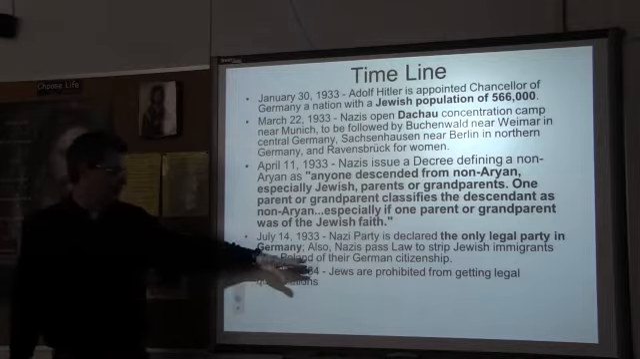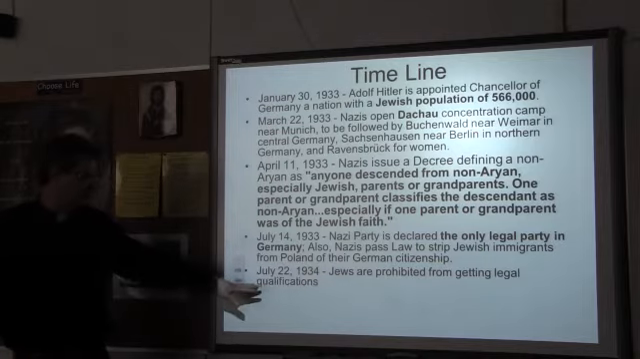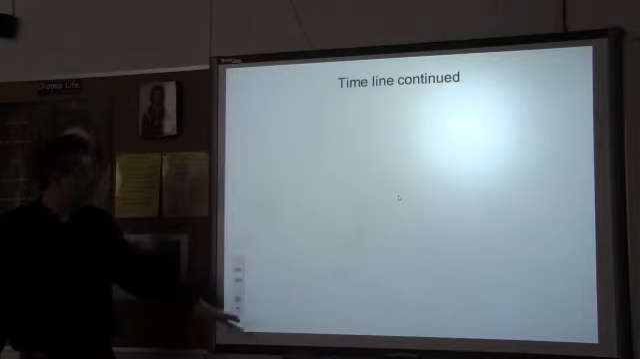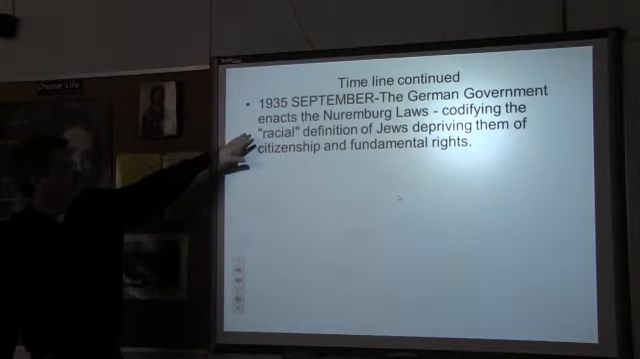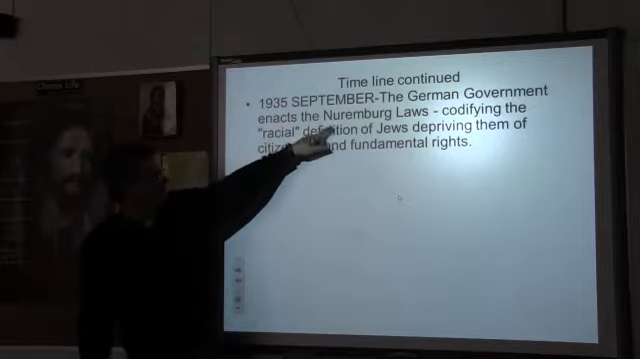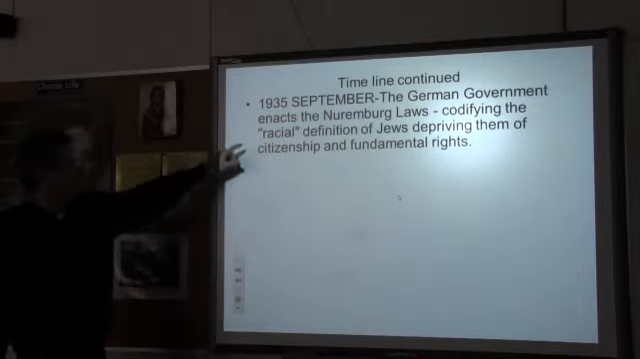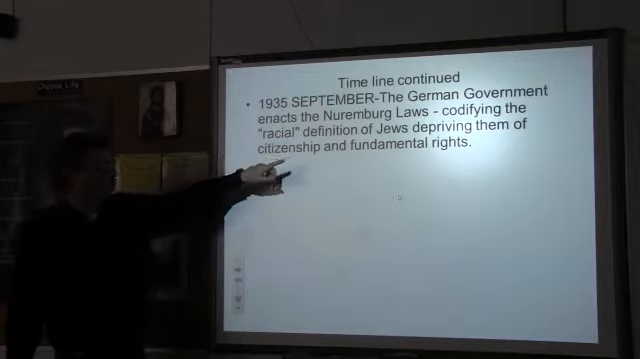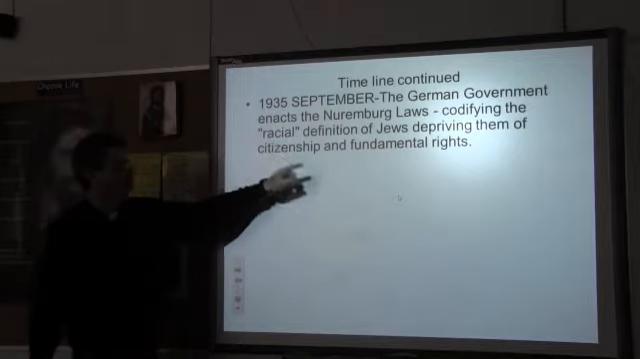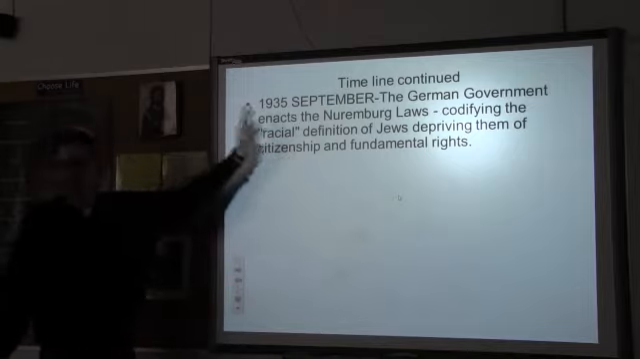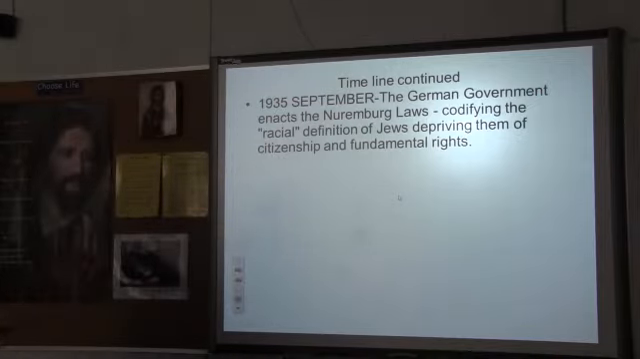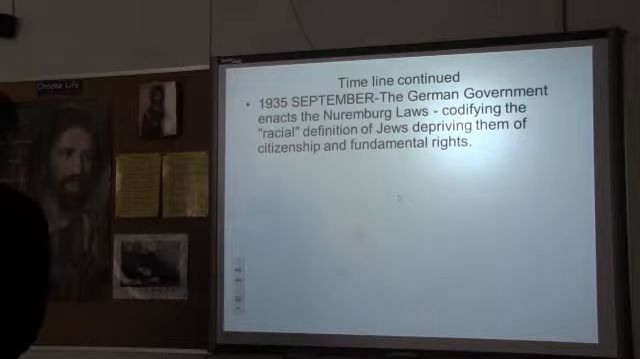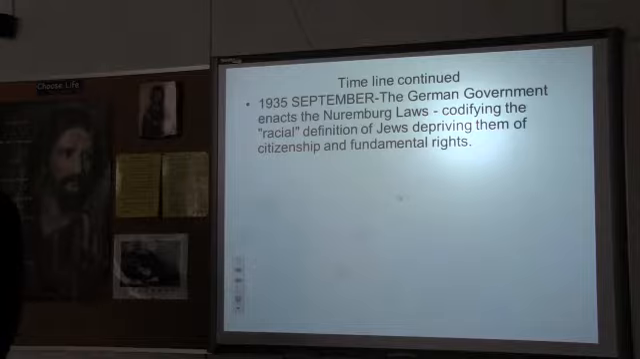So in 1934, Jews are prohibited from getting legal qualifications. And in September 1935, the German government enacts the, how do you pronounce this? Nuremberg laws, codifying the racial definition of Jews and depriving them of citizenship and fundamental rights. In 1935, they're already taking the rights away from the Jews. You would think somebody would raise their hand and say, fellow governments out there, maybe you should say something. But nobody said a thing.